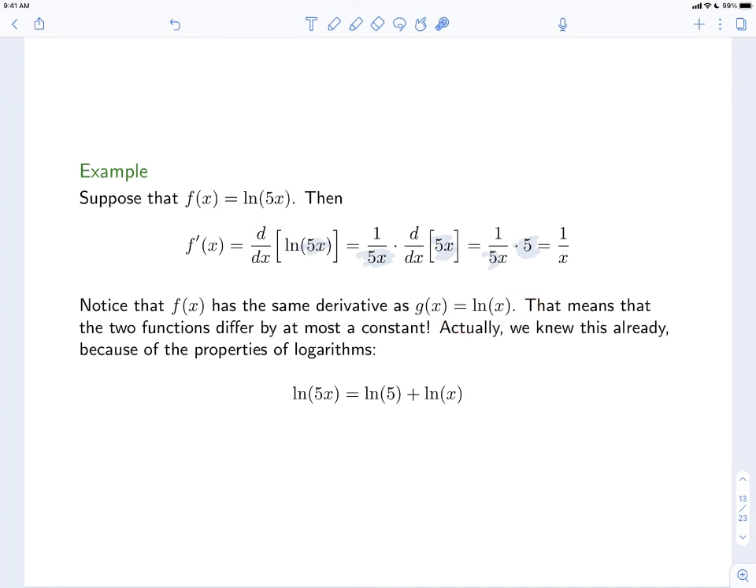But actually we know this already because of the properties of logarithms. ln of 5x is equal to ln of 5 plus ln of x, because the property of logarithms that we're using here is that it turns products into sums. So ln of 5x is a constant plus ln of x. So if you differentiate both sides of this equation, the derivative of a constant is 0. So the derivative of ln of 5x is equal to the derivative of a constant, so that's 0, plus the derivative of ln of x. So that's why they have the same derivative.